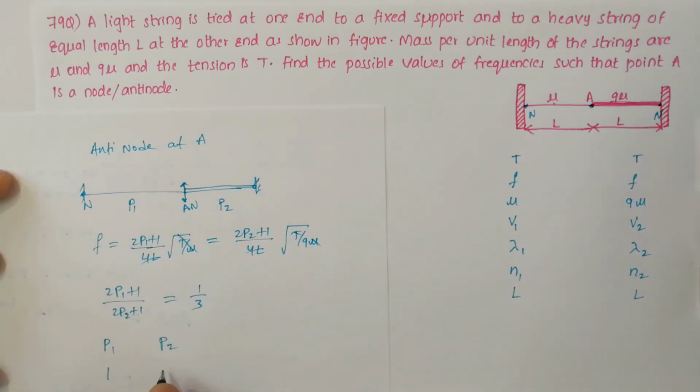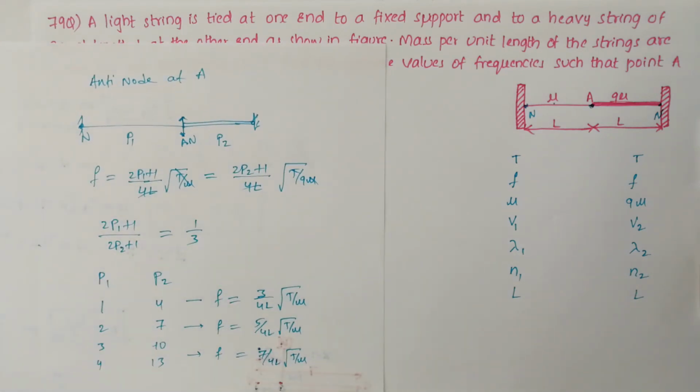So for P1 equals 1, the P2 value will be 4, for 2 the P2 value will be 7, for 3 it will be 10, for 4 it will be 13, and so on. Now here I'll write the possible frequencies. If I substitute 1 here, I get f as 3 by 4l into under root T by mu. Next will be 5 by 4l into under root T by mu. Next, substitute 3: 3 twos are 6 plus 1 is 7, so 7 by 4l into under root T by mu. So these are the possible frequencies.